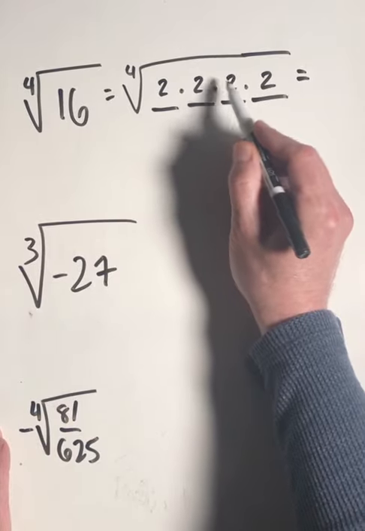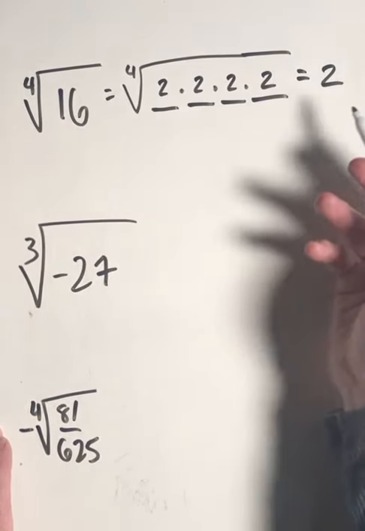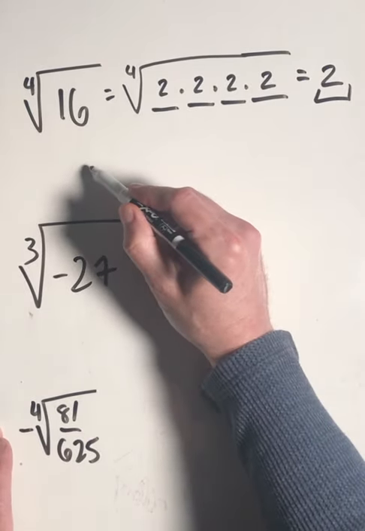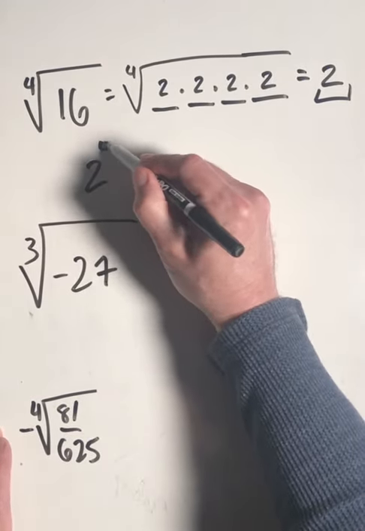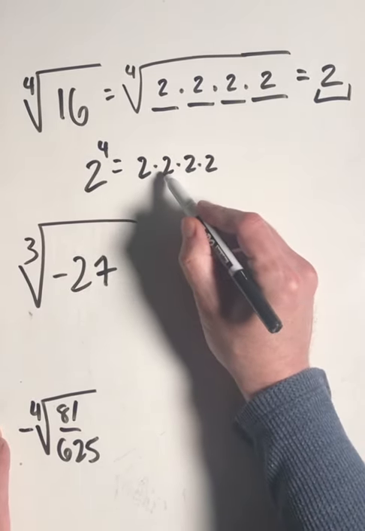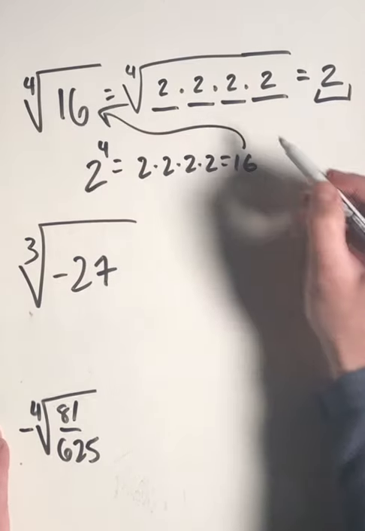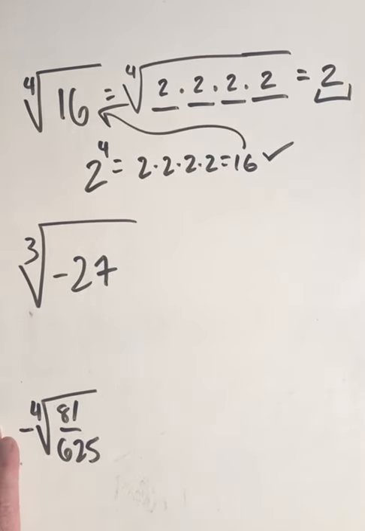2 times 2 is 4, times 2 is 8, times 2 is 16. So the fourth root of 16 is 2. The way that we evaluate that is we take that number 2 and we raise it to the power of the index. 2 times 2 is 4, times 2 is 8, times 2 is 16. That was the original radicand, so I know that I am correct.